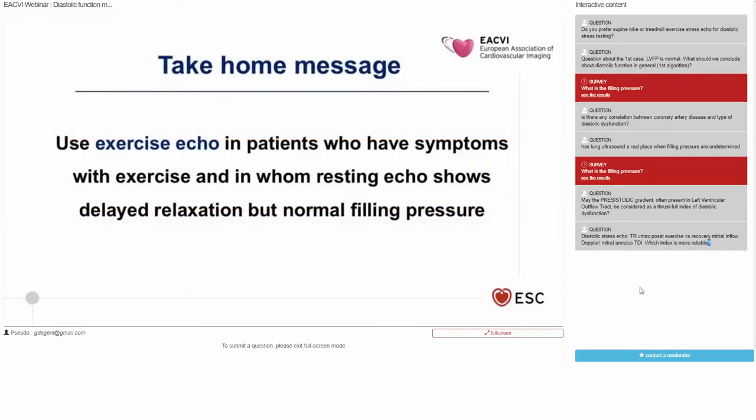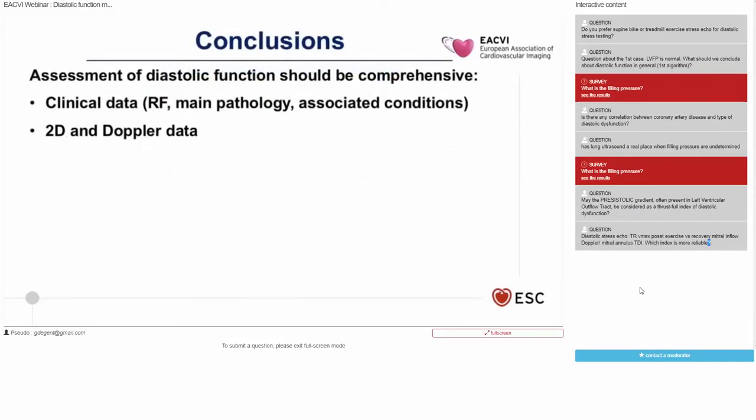So the take-home message from this case is please use exercise echo in patients who complain of symptoms during exercise, but in whom the resting echo shows delayed relaxation but normal filling pressure. So in this case, the use of exercise echo unmasked the level of filling pressures that seemed to be normal at rest, but then it was clearly elevated during exercise, and also her symptoms were reproduced. So I'd like to make a short conclusion out of these cases and what I've showed you so far.